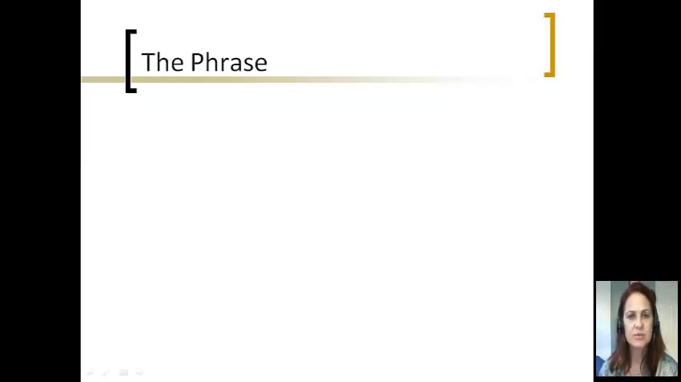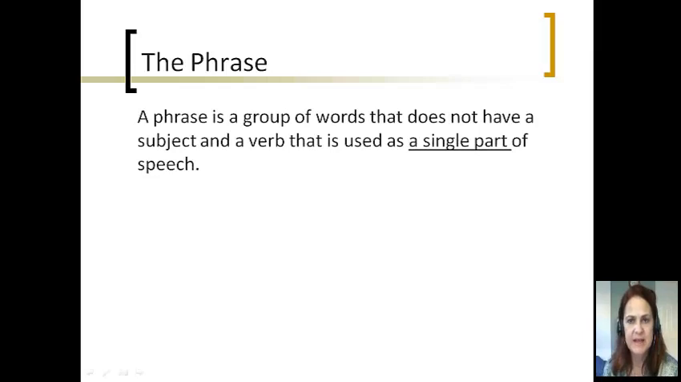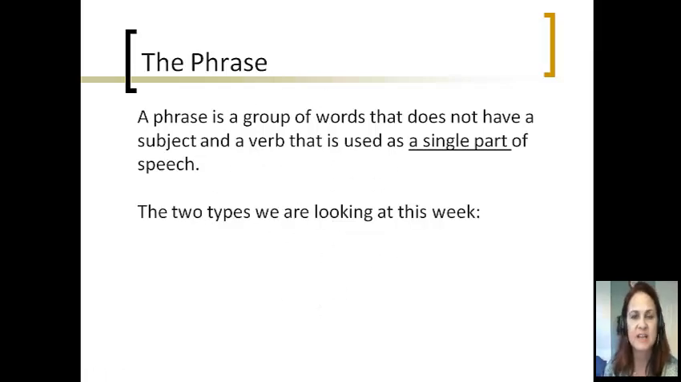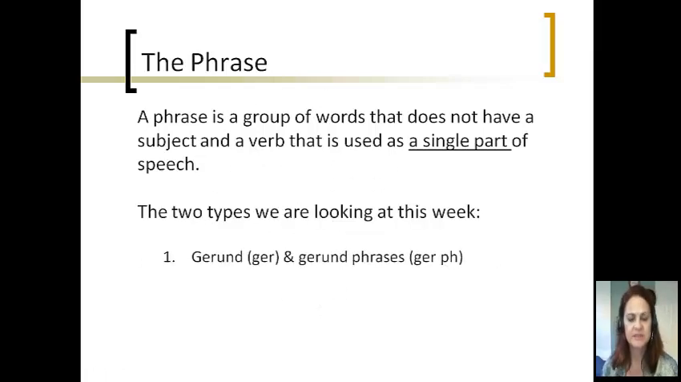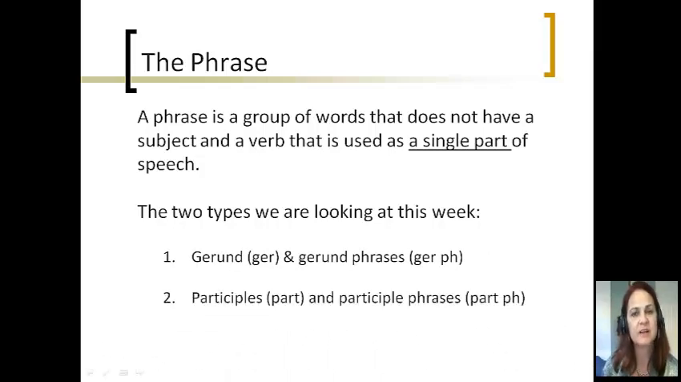Now just to review what a participle is. A participle is a group of words that does not have a subject or a verb and is used as a single part of speech in the sentence. This week we're going to look at two different kinds. First we're going to look at gerunds and gerund phrases. And then secondly, we're going to look at participle and participial phrases.